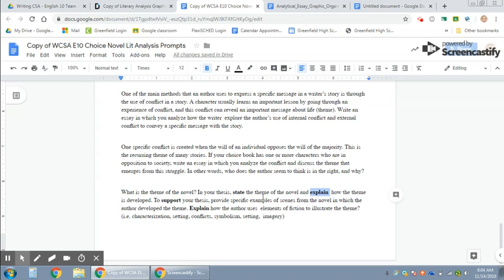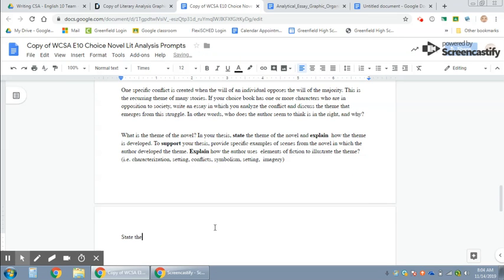Next, I check the prompt for content I need to include in the essay. So I need to state the thesis. That's obvious. And in the thesis, I need to include the theme and how it's developed. And that means, if you look at the bottom, those options that we have written about all semester: characterization, setting, conflicts, symbolism, imagery. It could be any of these depending on what my evidence says. So those are things I need to mention in the thesis if I'm going to talk about them.